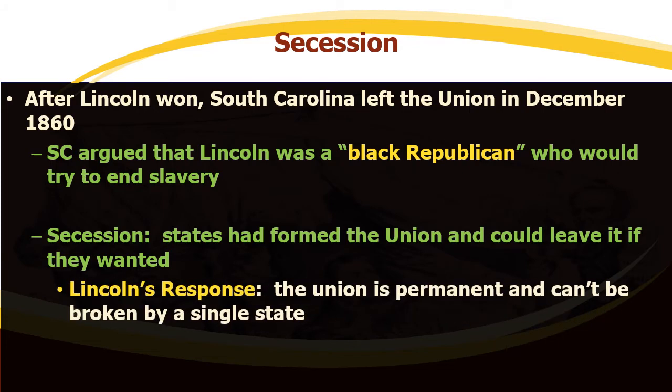Lincoln's response is that the Union is permanent. It cannot be broken by a single state. When the United States was created, it was created by all of the states in a process. And one state just can't simply say that it is done and it's walking out. So Lincoln believes that this is a rebellion, that it is illegal.